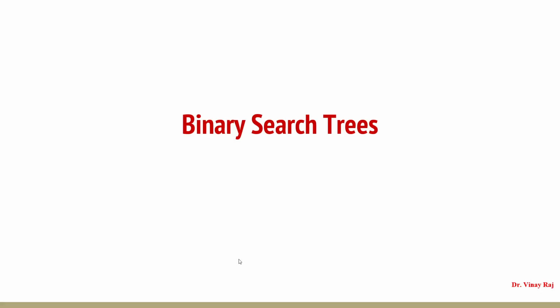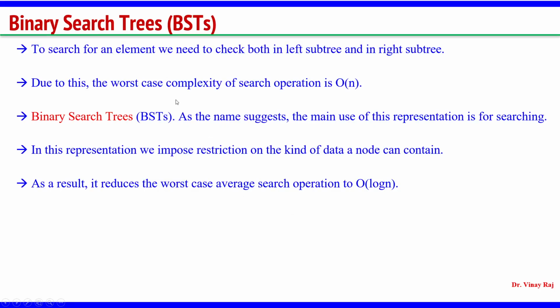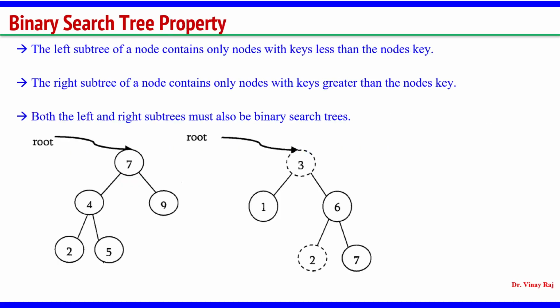Let's explore binary search trees. It's very simple. In a binary tree, we have no such condition. In a binary search tree, there is one condition: the left subtree of a node contains only nodes less than the root node, and the right subtree contains nodes greater than the root node. That is the condition in a binary search tree.